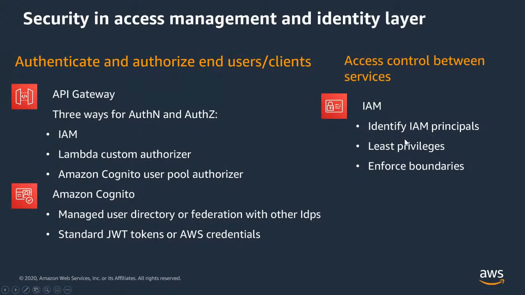With IAM, like I mentioned, this is for access on AWS. So you would identify IAM principals, you would have least privileges, and then enforce boundaries across. This is basically about who can access what service or resource on AWS. Very powerful, very important, and it's one of the basic forms of security you can do on AWS. So do keep that in mind when you're looking at securing your AWS account.